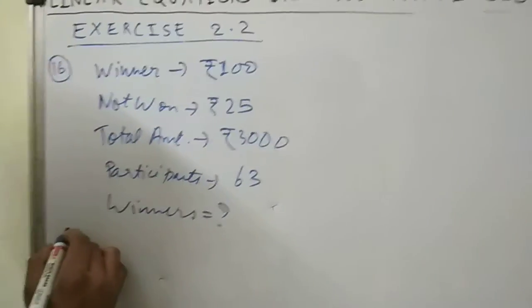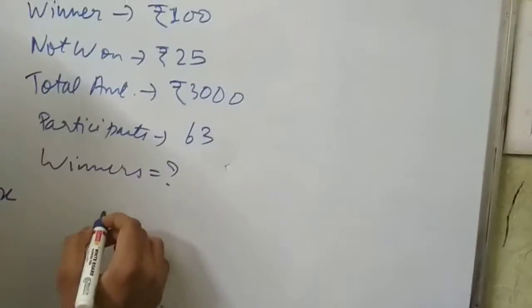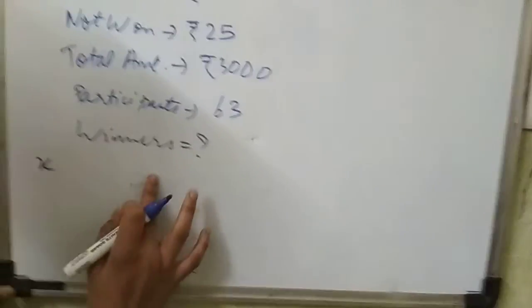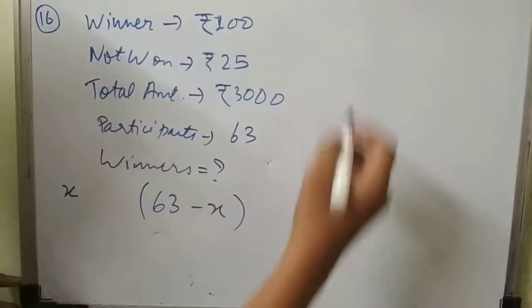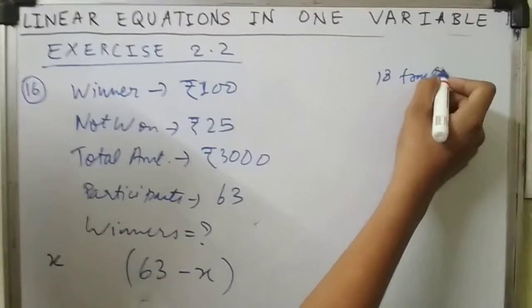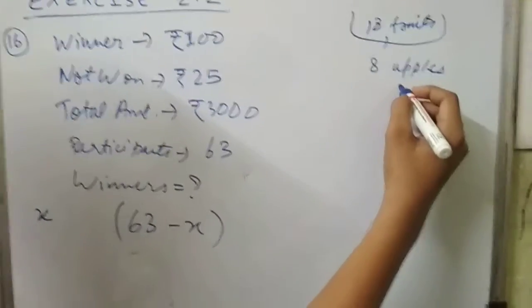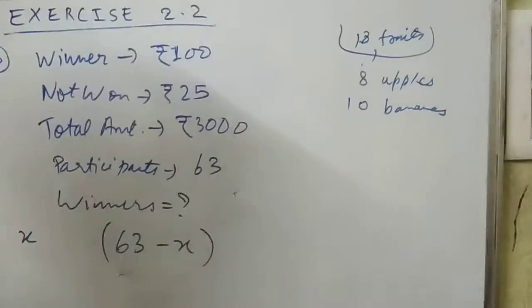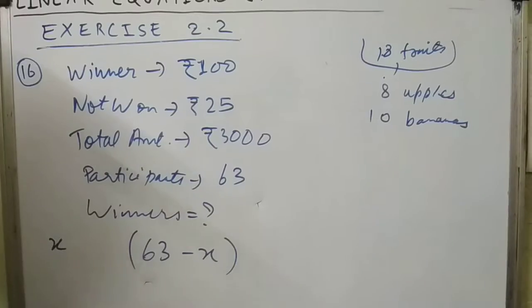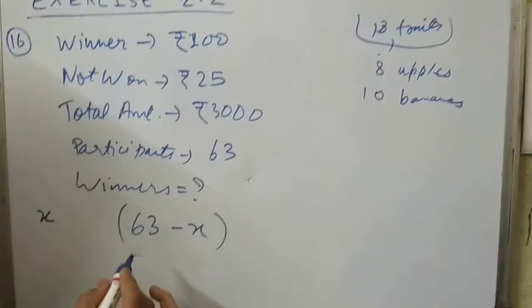So how are we doing this? Let's take the number of winners as x. Now what would I take for the number of those who have not won? The chapter is one variable, so how to do it? Simple logic: if there are 18 fruits in a basket, among that 8 are apples, what will be the number of bananas? You will directly subtract 8 from 18, or you will take it as x, so 8 plus x equal to 18, and x is equal to 18 minus 8. So here also the same logic, but with algebra.